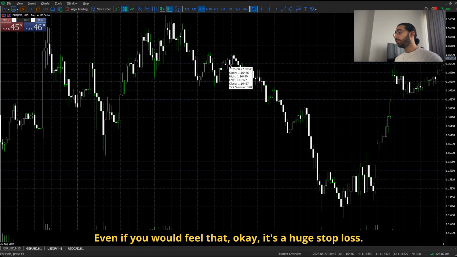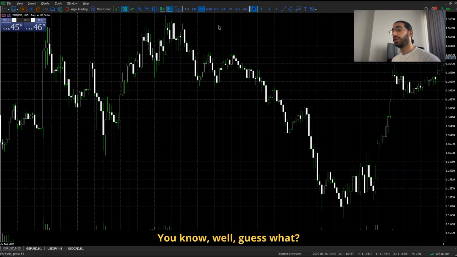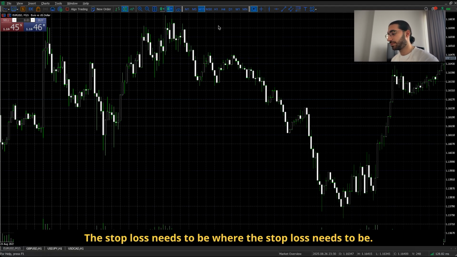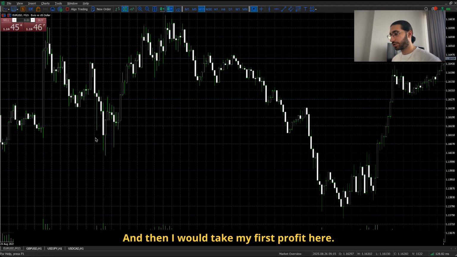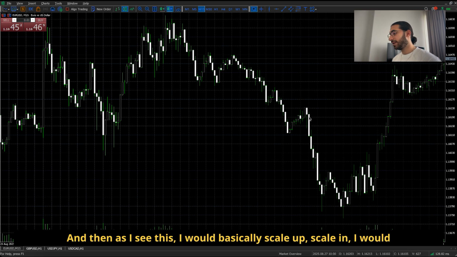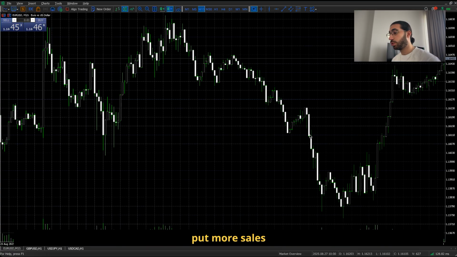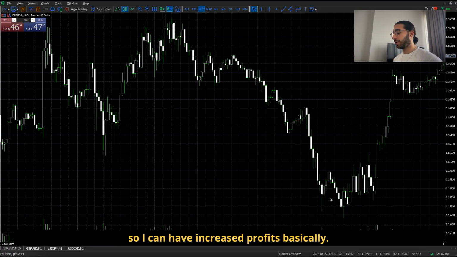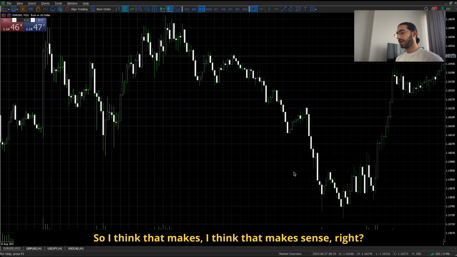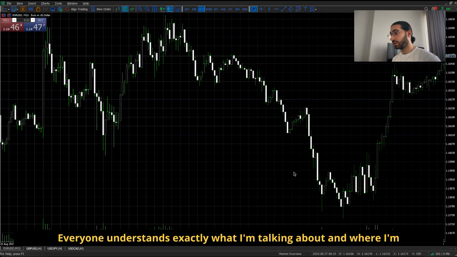Even if you feel that it's a huge stop loss, well, guess what? The stop loss needs to be where the stop loss needs to be. And then I would take my first profit here, so I would be careful in these pullbacks. And then as I see this, I would scale in. I would put more sells so I can have increased profits, basically. So I think that makes sense, right? I hope that makes sense for everyone. Everyone understands exactly what I'm talking about and where I'm coming from.